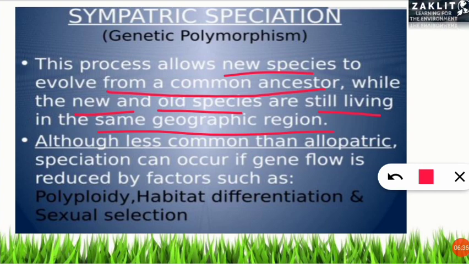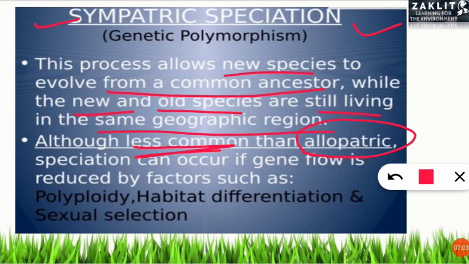So here there is no geographical barrier; here two or more than two species form while living in the same geographic region. Although this kind of speciation, that is sympatric speciation, is less common. So mostly in nature we used to see allopatric speciation, not sympatric speciation. So what are the reasons, the factors, behind it being less common?